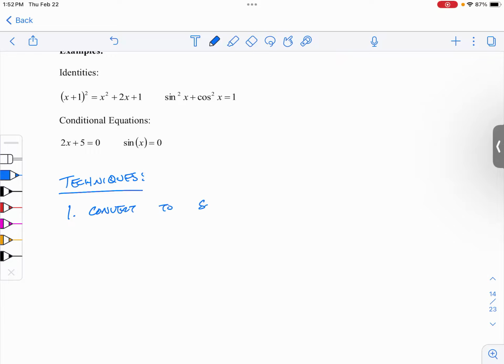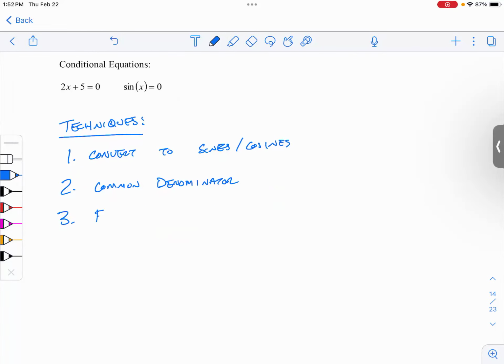Convert to sines and cosines. And that's basically what I do all the time, right? I don't even know secant or cosecant or tangent even of anything because I convert everything to sine and cosine. All right, and these are in order of how you should approach the problem. 2, common denominator. Factor. We're going to discuss a little bit about factoring as well.